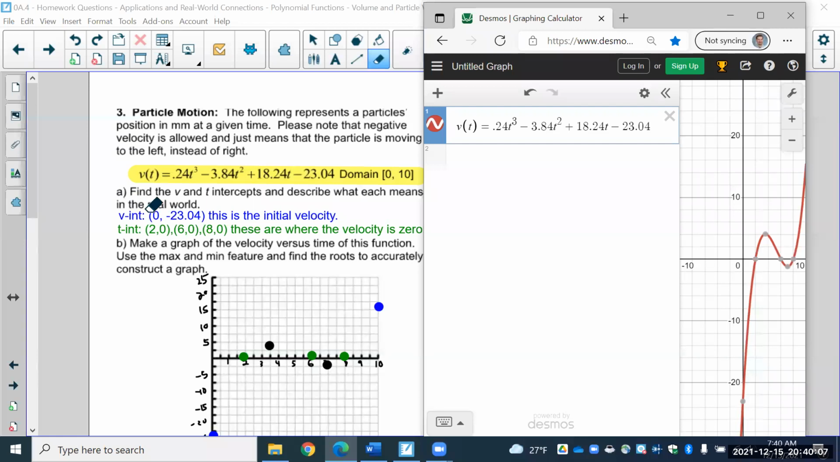The first thing is, what is the v-intercept? The v-intercept is -23, which I can actually see on my graph right there. And that is the initial velocity.